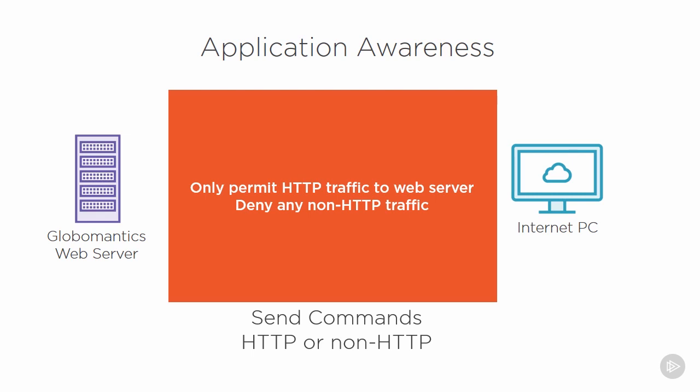So if we try to build a telnet connection on port 80, our application firewall is going to knock that down and say, no, no, no, that is non-HTTP traffic, and I am not going to allow that through. If it's a web browser going to our GlobalMantics web server, that's no problem at all. We'll allow that through our next generation firewall without issue.